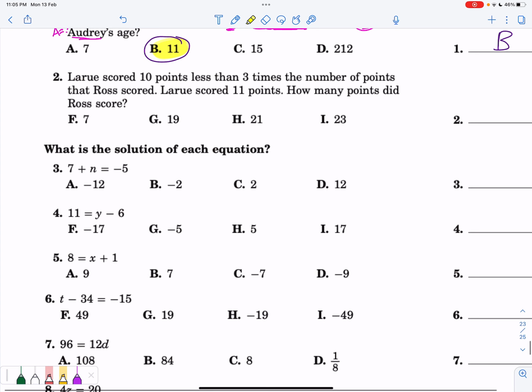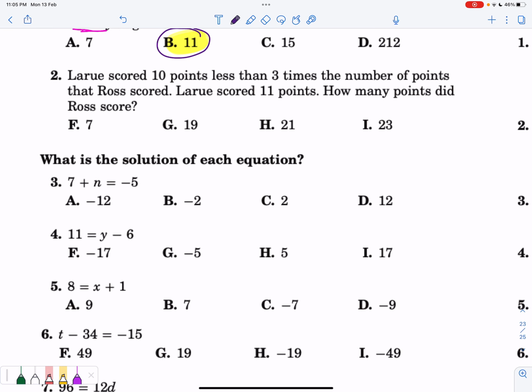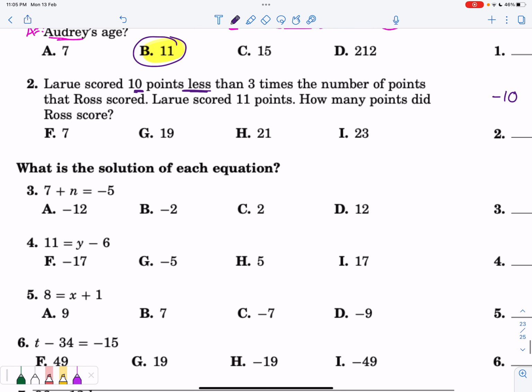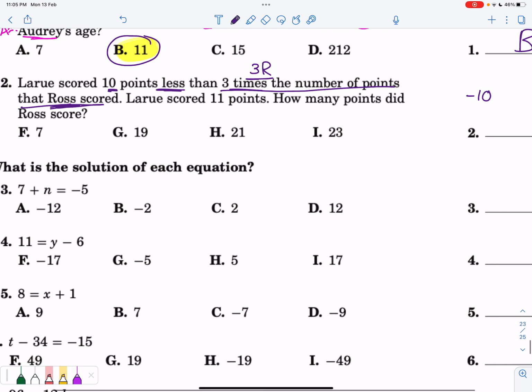Again, the same idea. Laura scored 10 points less than something. So 10 points less means we are subtracting 10 from something. So I will say minus 10 from what? Less than 3 times the number of points that Rose scored. So 3 times means something multiplied by 3. 3 times what? The number of points that Rose scored. So I can write R for that because this is how much Rose scored. So we need to write 3R, and we minus 10 out of that.